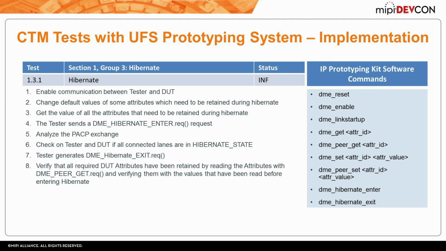And at the end, you have the hibernation entry and hibernation exit that will issue the hibernation entry request and hibernation exit. So at this point, it is just following the flow specified in the CTS and putting these commands in a script, and you have what you need to perform the 1.3.1 test. It's as easy as this. So let's look into some more tests.